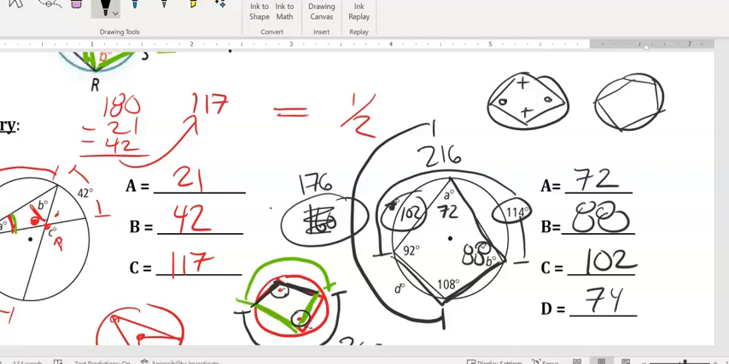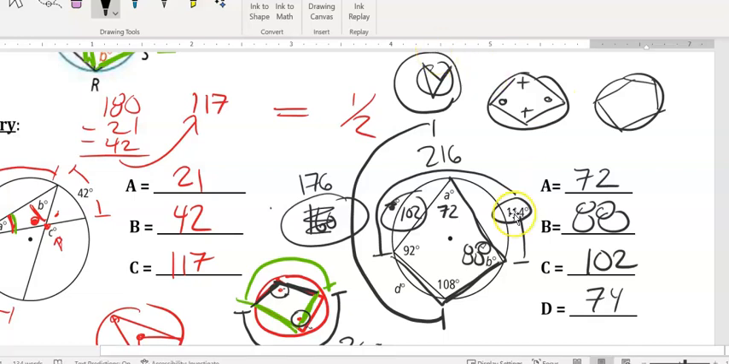74. There you go. So there's many different things you guys can do here. You can use the fact that a central angle is the same as the arc, and that an inscribed angle is half of the arc. All of the arcs together are 360. Half of the circle is 180. You can do a bunch of different things. Anybody have any questions?